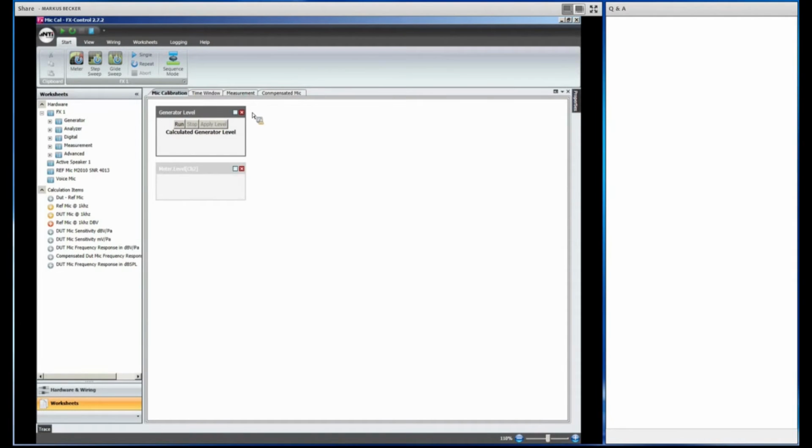This is a module which is included in the software, and this module automatically evaluates the required output level, generator level of the FX100, so that the input signal, in this case the input signal from the reference microphone, corresponds to this 90 dB SPL. This is an automated routine. I just have to click on the run button. And you see here the result is we need 0.8 dB volt to achieve these 90 dB SPL. So I'm going to apply this level and swap to the next window.